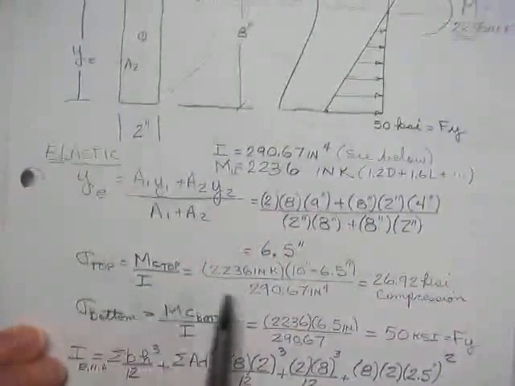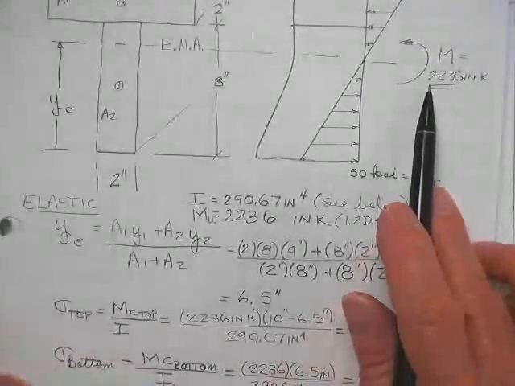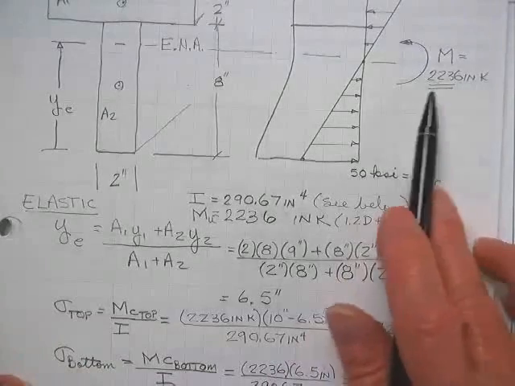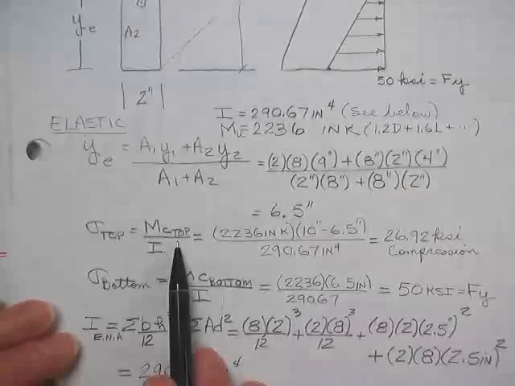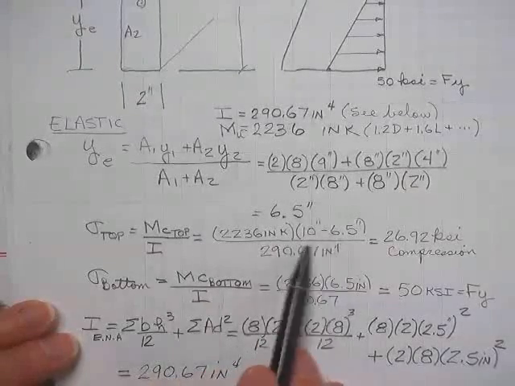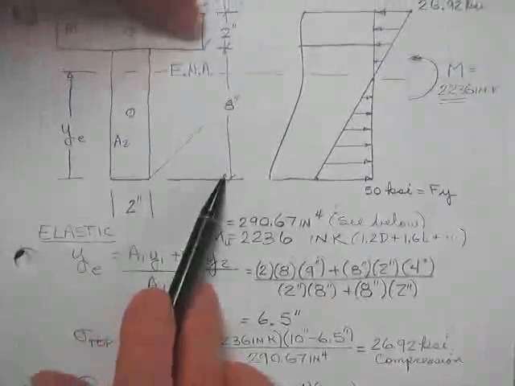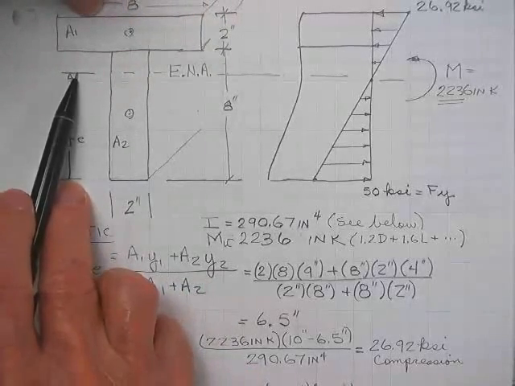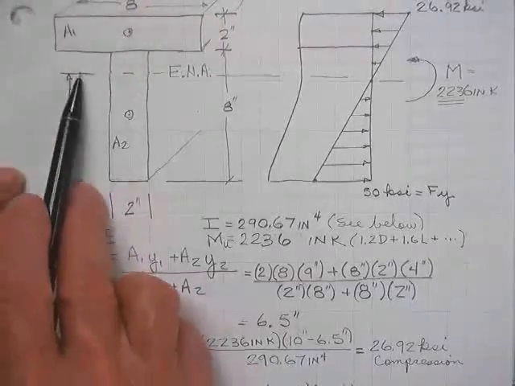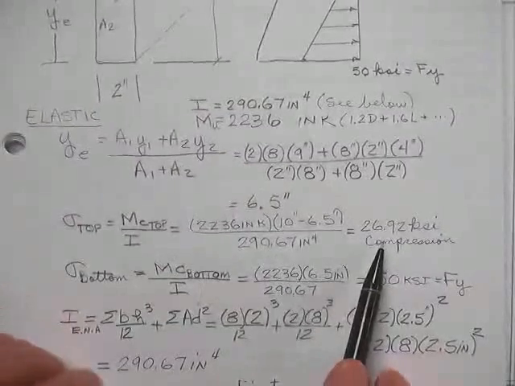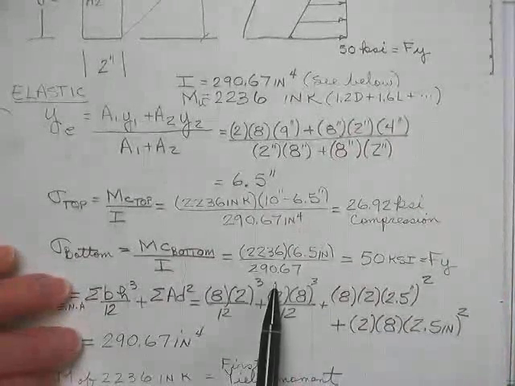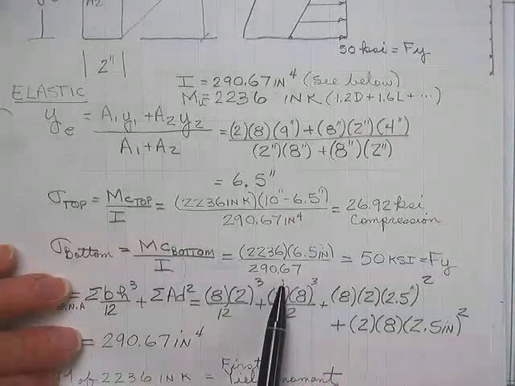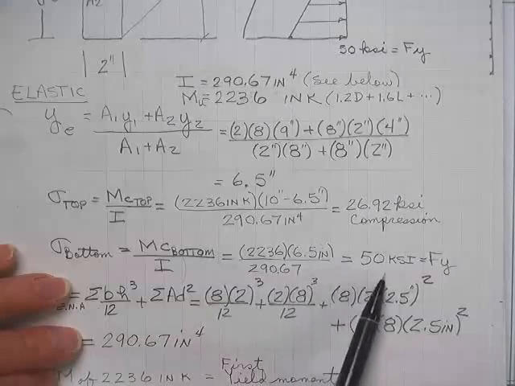The stress on the top fiber is, we were told, they intended to apply 2,236 inch kips to this shape. So to get the stress on the top face, they put MC over I. C is 8 and 2, that's 10. Subtract the distance to the elastic neutral axis of 6.5. Tells you how far it is from there to the top fiber. MC over I. Get 26.92 KSI. Then go to the bottom fibers. Huh, look at that. That's what they were shooting for in the first place. They put that moment on there just so they got exactly F sub Y.